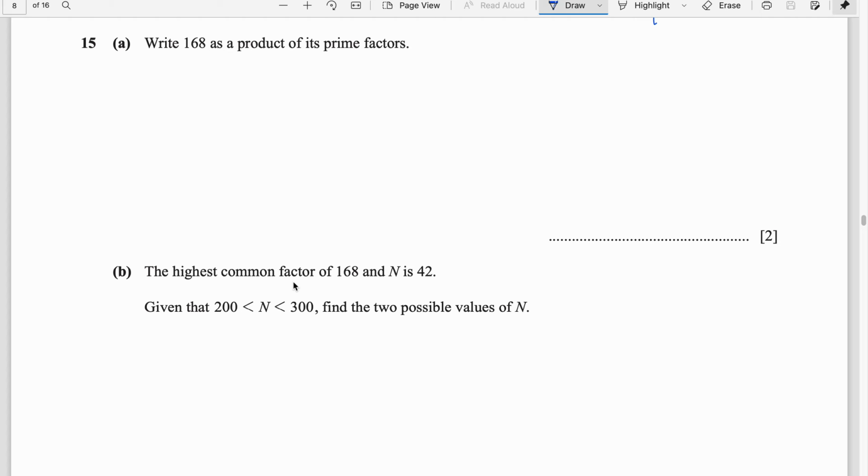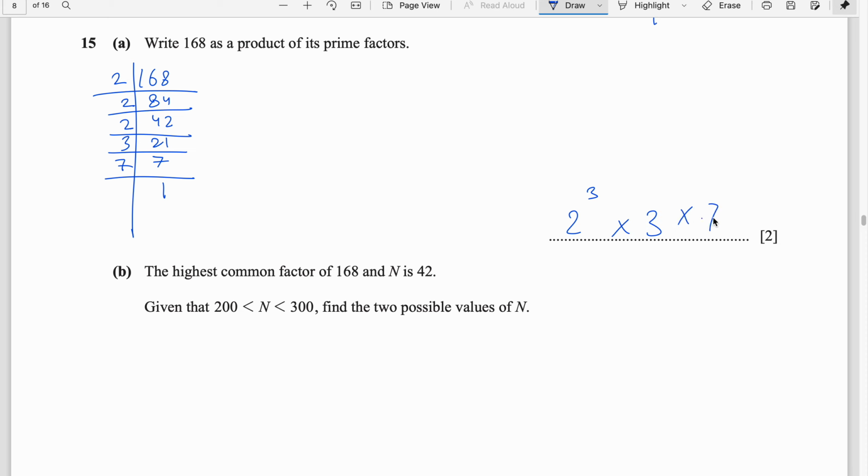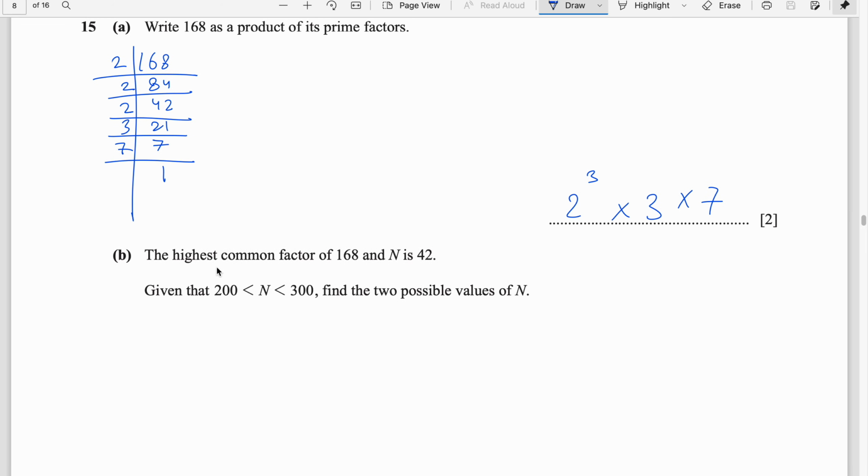Question number 15, write 168 as product of its prime factors. So 168, 2 is 84, 2 42, 2 is 21, 3 7 times and 7 1 times. So it is 2 cubed times 3 times 7. B part, the highest common factor of 168 and n is 42. So we may write 168 is 2 cubed times 3 times 7.